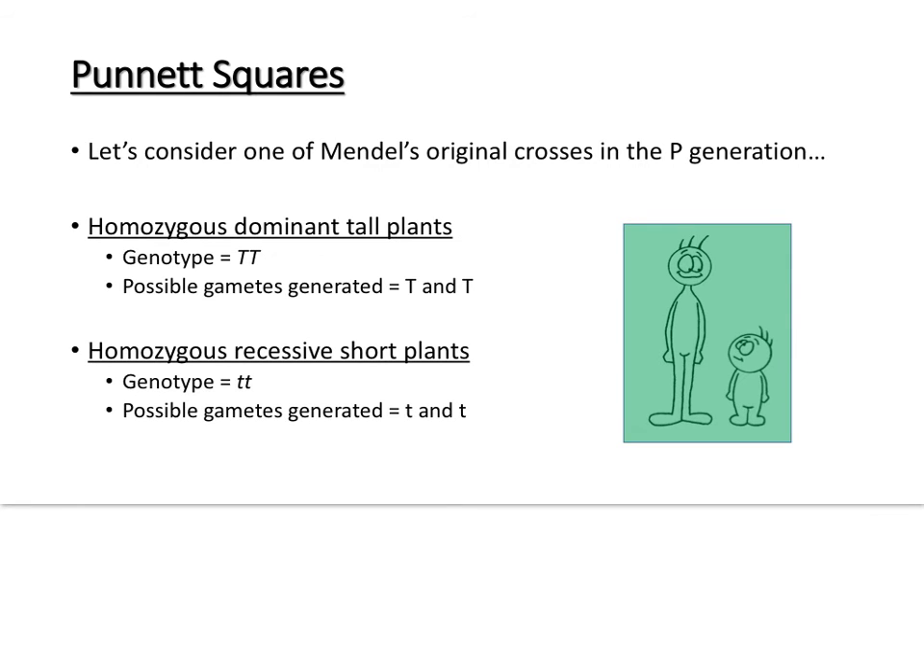So let's consider one of Mendel's original P generations. If he had true breeding plants that he crossed, that means that he crossed a homozygous dominant plant with a homozygous recessive plant. So one parent would have been homozygous tall dominant, we'll say big T, meaning that it could give its offspring either a big T or a big T, right? Now the other parent would be homozygous recessive, short plants, little t, meaning that they could give their offspring either a little t or a little t.